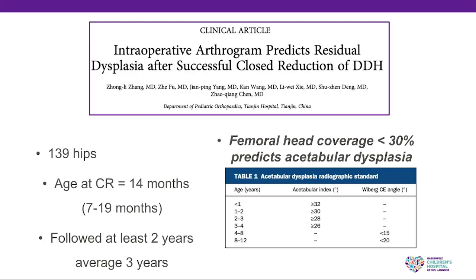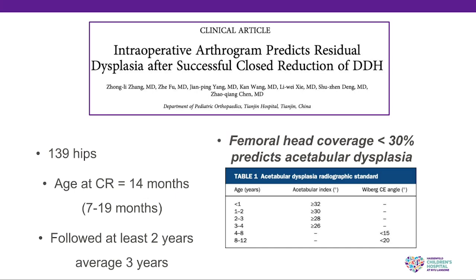But when we look at this study, it really interestingly found that if you just drew that lateral border of the bony acetabulum in the young child, this could be predictive of who is actually going to go on to need a pelvic osteotomy.